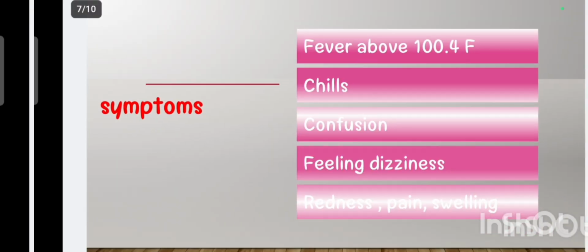Then symptoms. Due to the severity of the infection, what symptoms may occur? Fever: here the temperature will be more than 100.4 degrees Fahrenheit. After that, chills, confusion, rigor, dizziness, redness, pain and swelling.